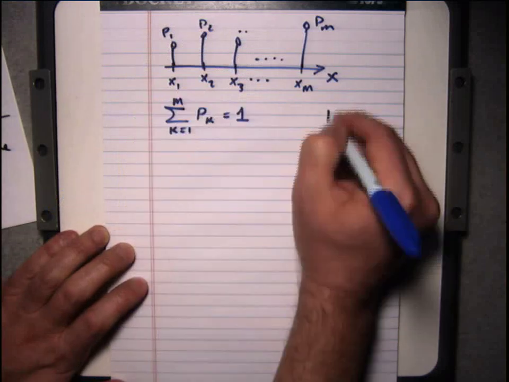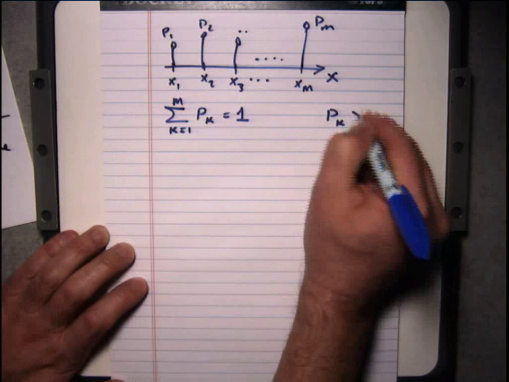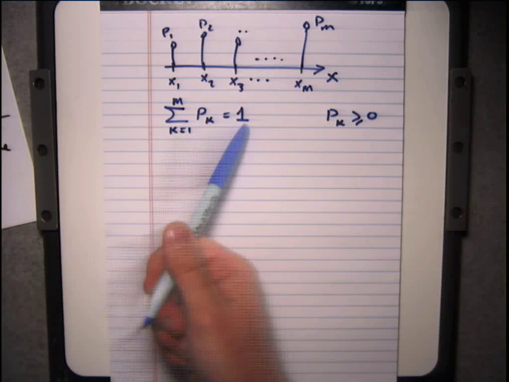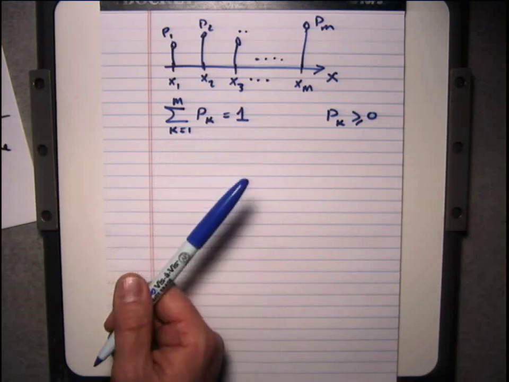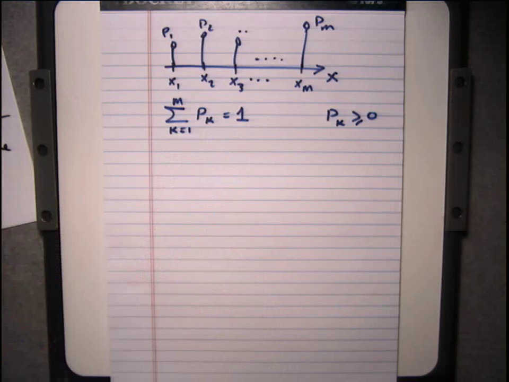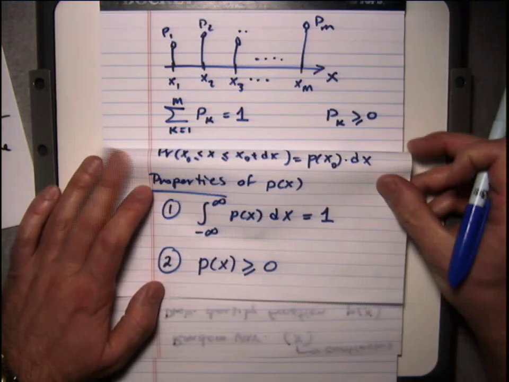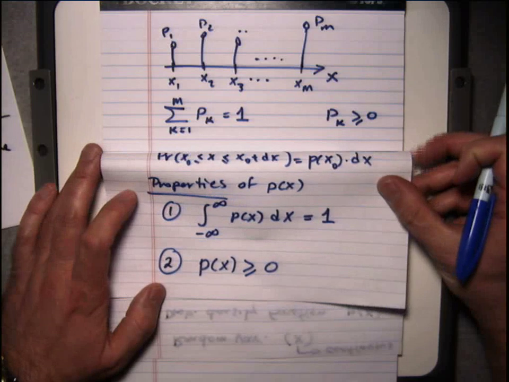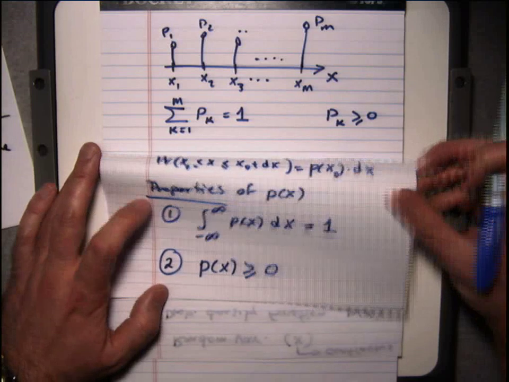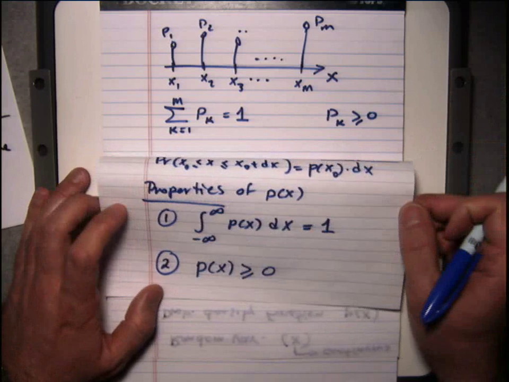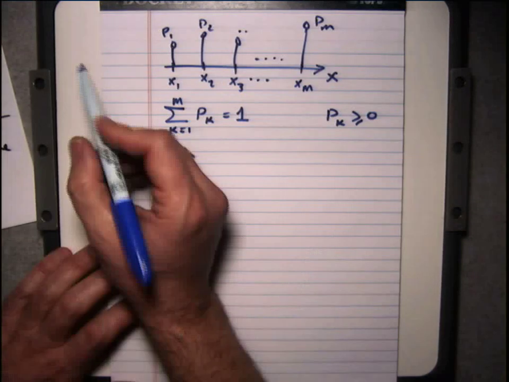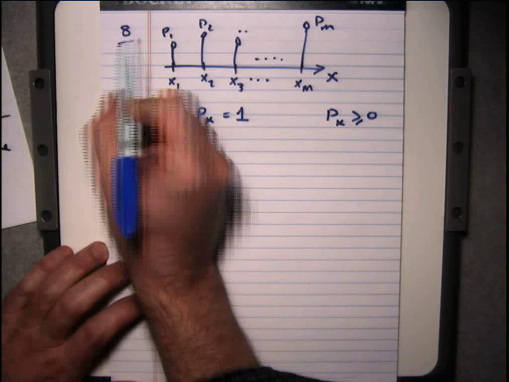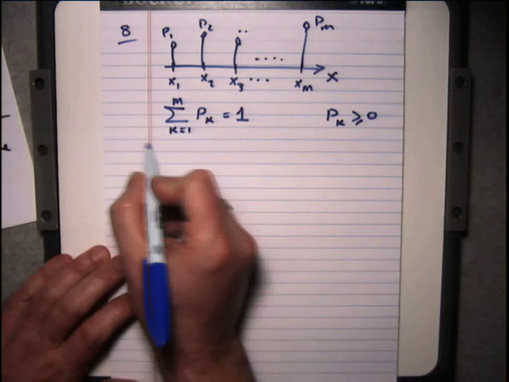And of course the pk's are all positive. So this is the discrete equivalent of this integral; these are just the discrete equivalents of the properties that I just showed you for continuous random variables. In this case, you can still define a cumulative mass function if you want, but generally this is enough to give you all the information you need. So everything that we're going to talk about for continuous random variables can also be done for discrete random variables, but we will generally talk about continuous random variables from this point forward.